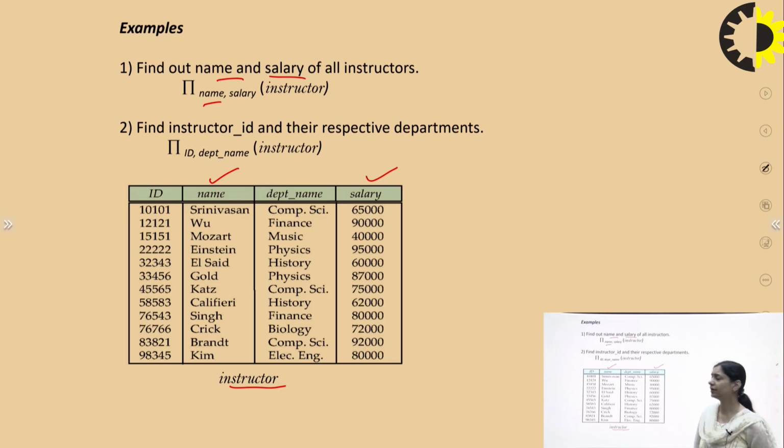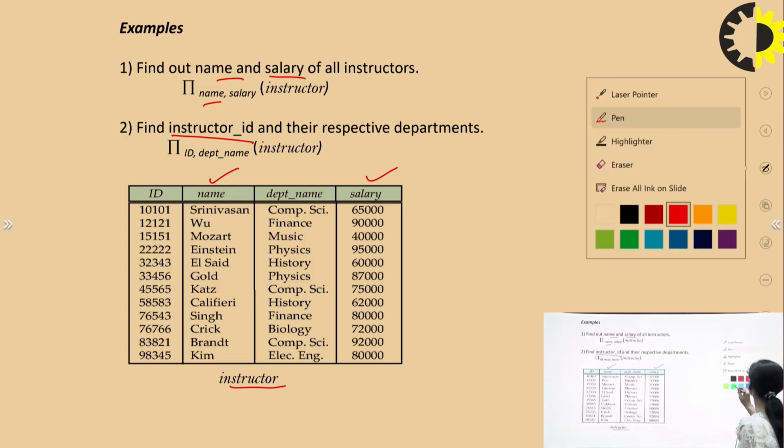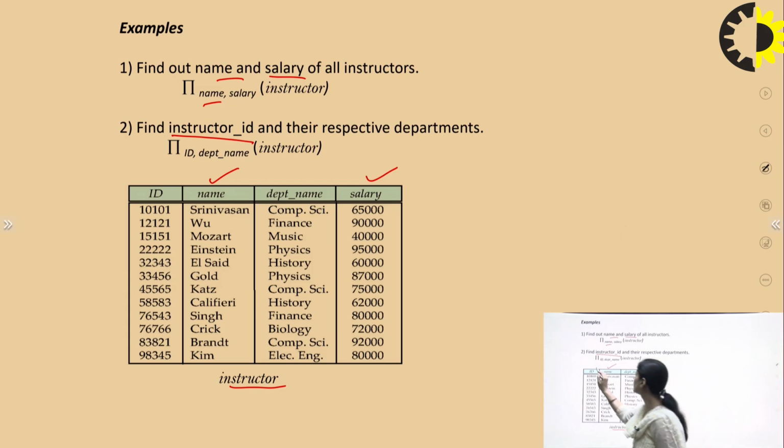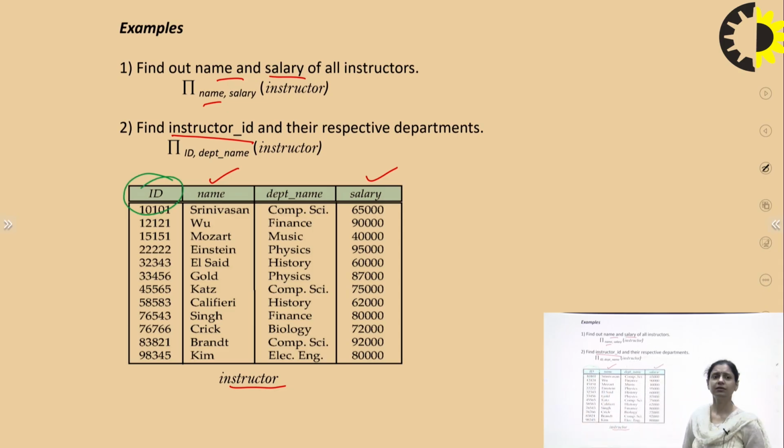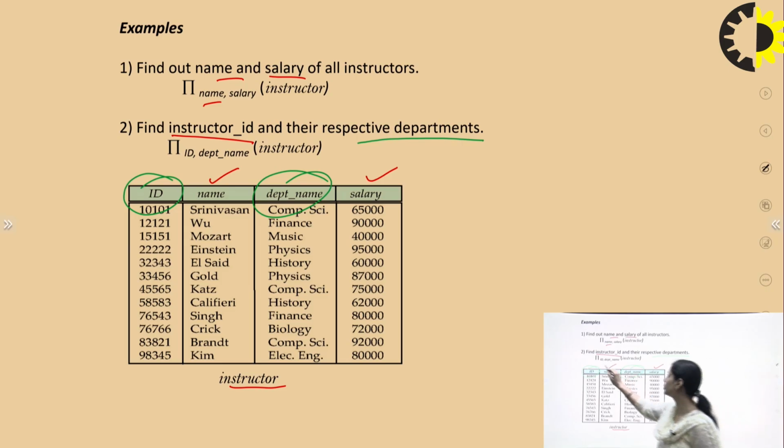Similarly, considering the next example, we need to find out the instructor ID and their respective departments. Again, we need 2 things. The instructor ID, this one. Let me change the color so that it is clear to understand. Here we need the instructor ID, and also we need the respective department. So this is the respective department. Again, the 2 columns need to be identified. So we have the project operation on ID and department name from the instructor table.